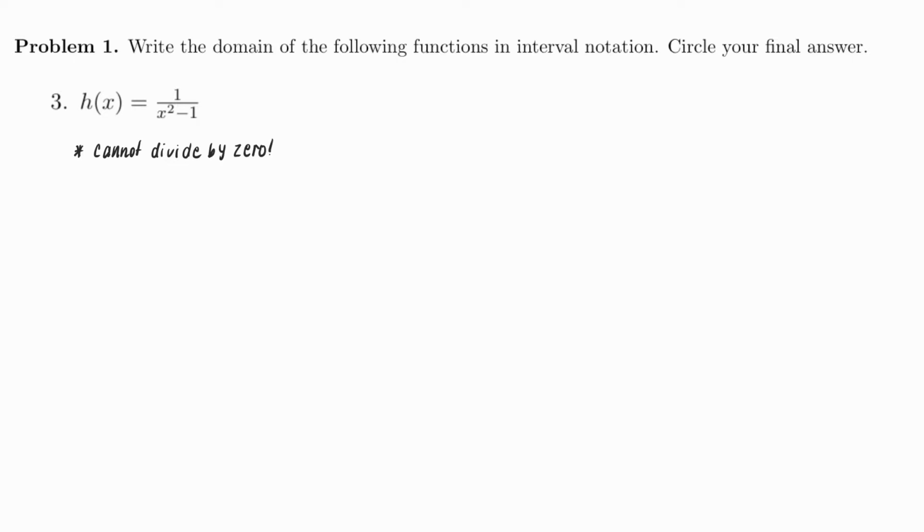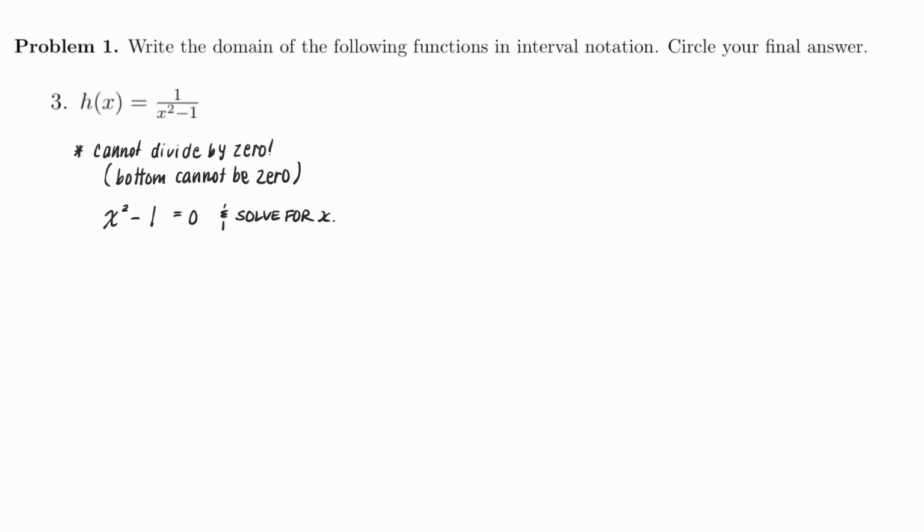So what I need to do is find values of x so that when I plug them in, I don't get that x squared minus 1 is equal to 0. So the bottom can't be 0. So what I'll do is take the denominator, in this case x squared minus 1, and set it equal to 0 and solve for x. This will tell me the values of x that cannot be in my domain.